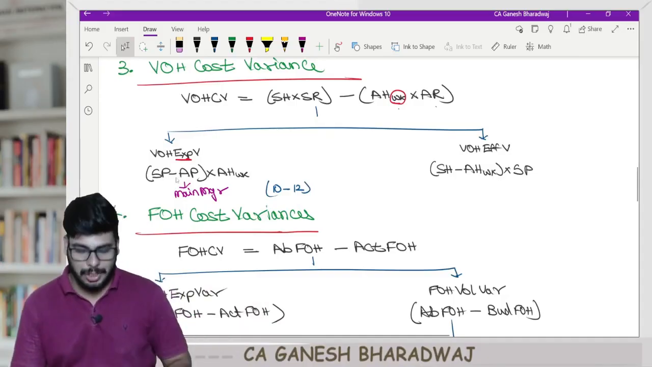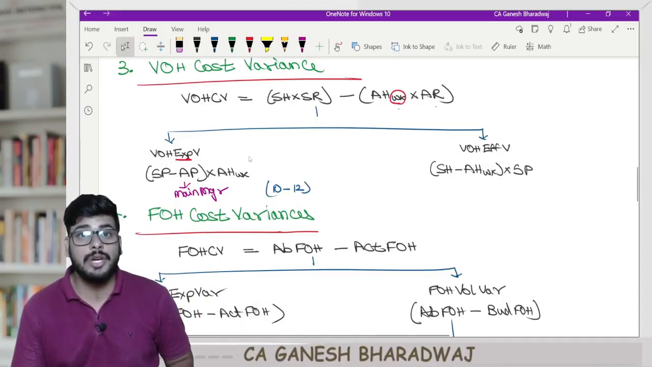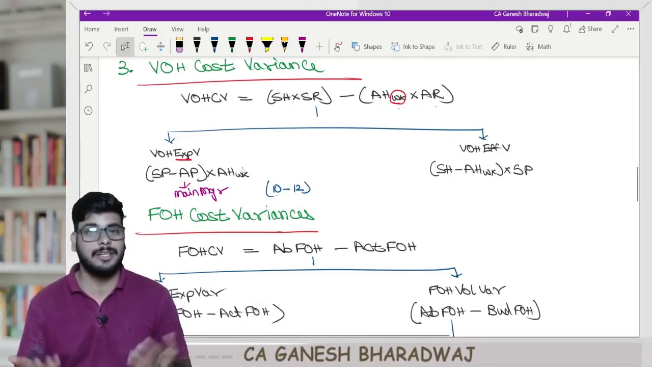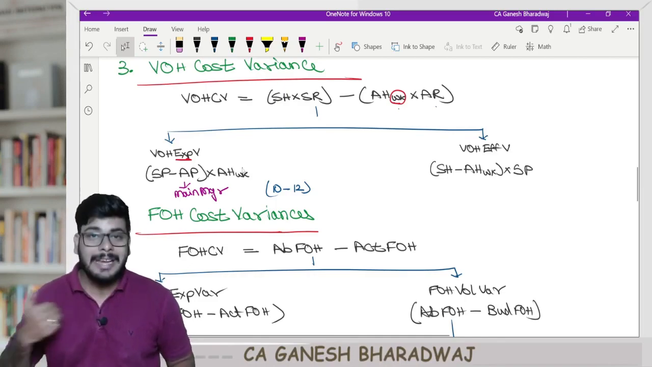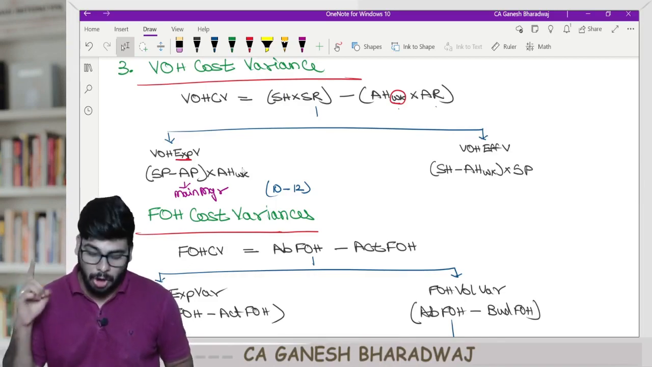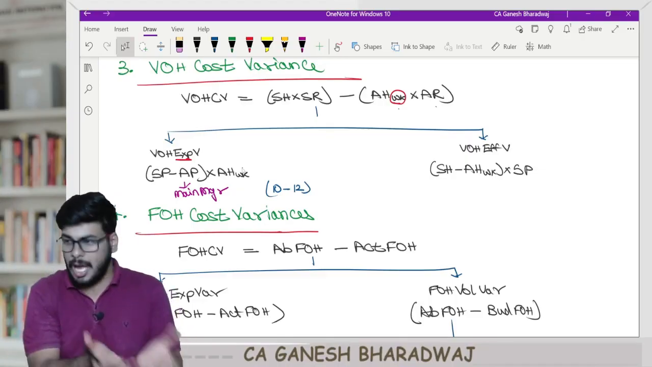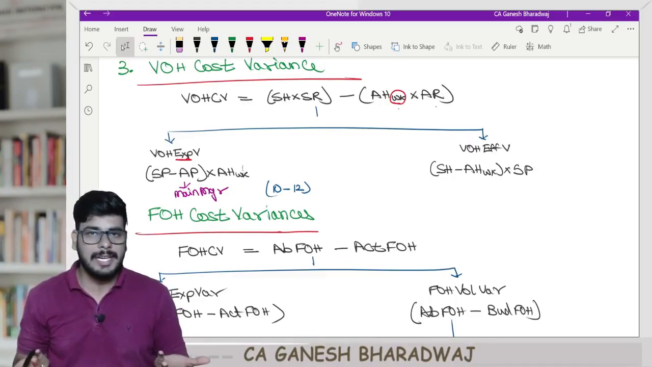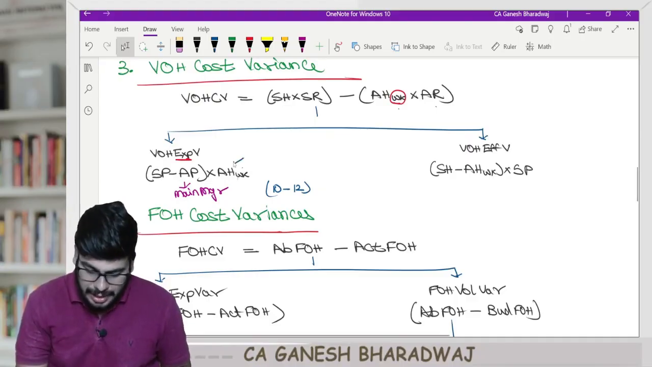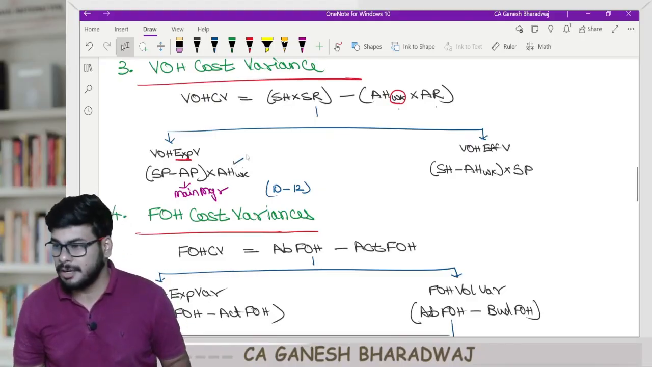Standard price minus actual price into what? Actual hours worked. Why do we take actual hours here? Again, the same reason. The maintenance manager is dependent on the hours. So he's dependent on the production manager for the hour decision. He does not get any authority over deciding how many hours need to be spent here. Are you clear with this, guys?